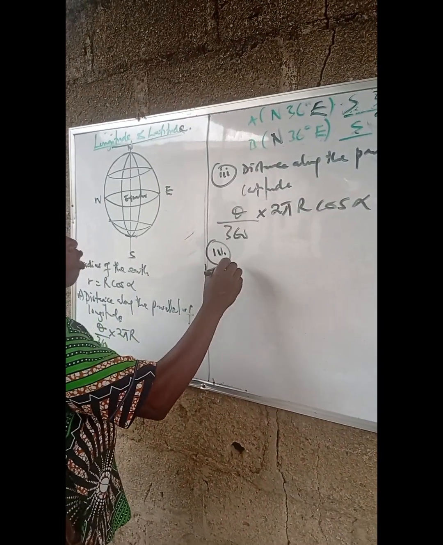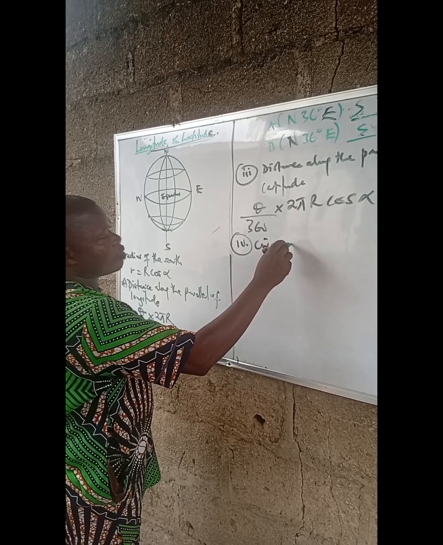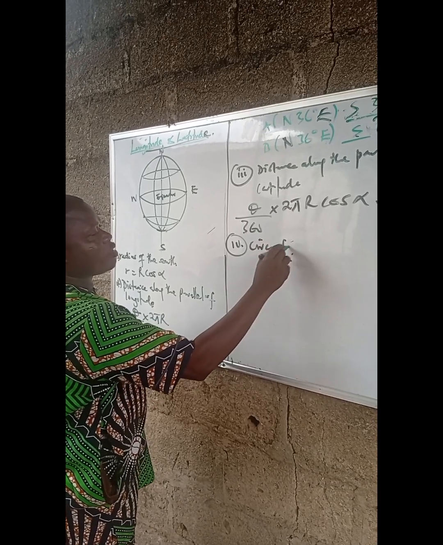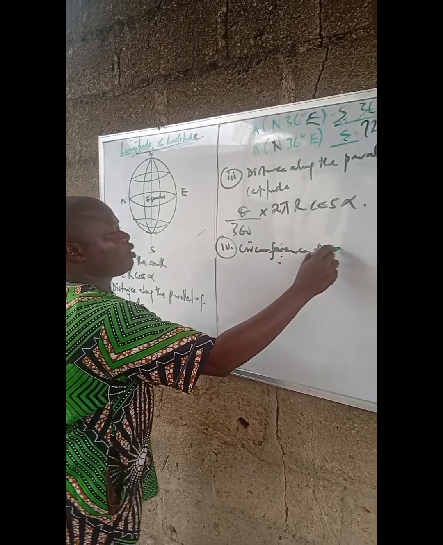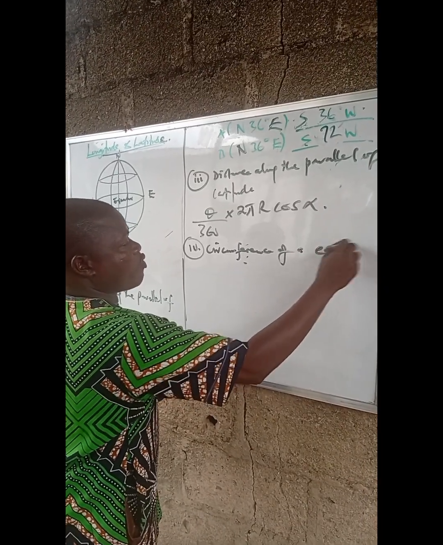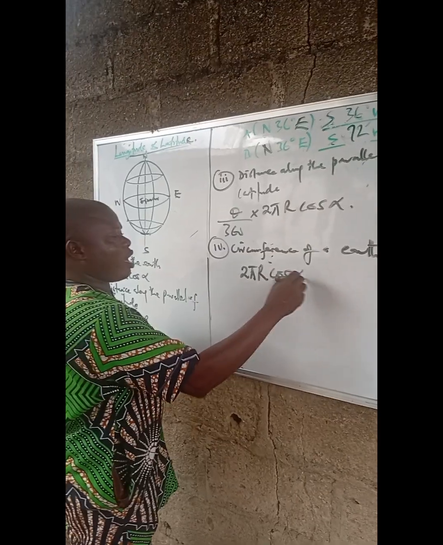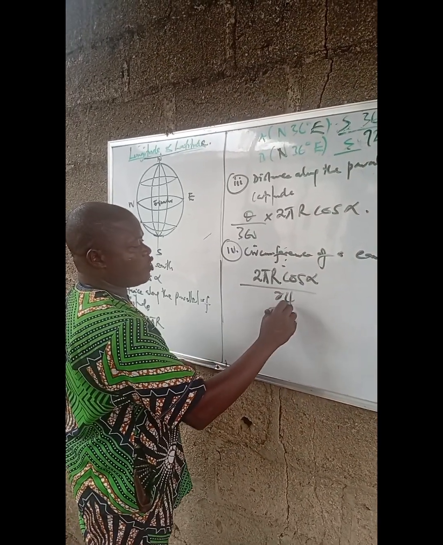Number 4 is called the circumference of a circle, or circumference of the earth. Let me just use that word. Circumference of the earth is given as 2 pi big R cos alpha over 24 hours.